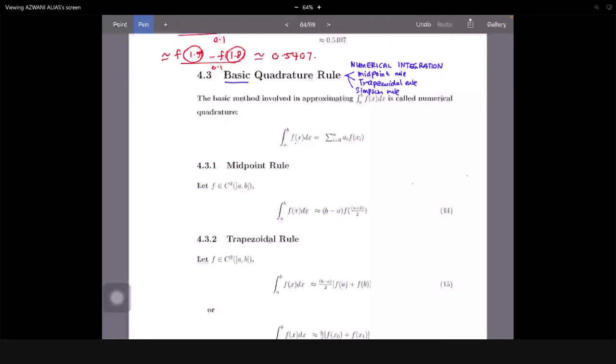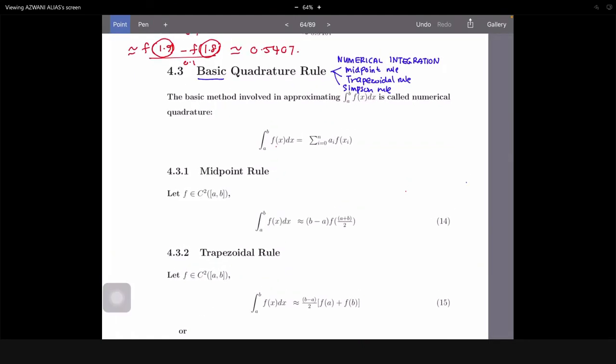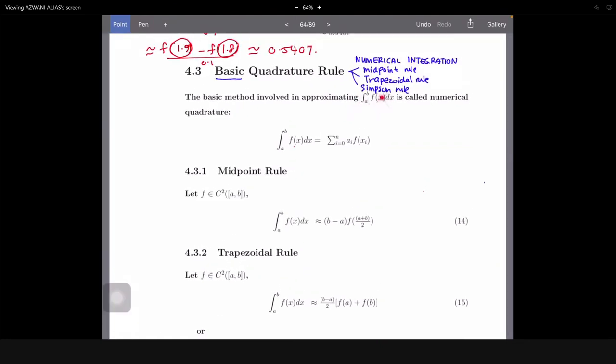Alright, so the basic method involved in the approximating, this is the kamiran kan. The integration for the function f with respect to x from a to b is called numerical quadrature, which is the integration ni is equal to the summation of ai multiplied by the function for each x. Okay, macam mana dia buat ni?